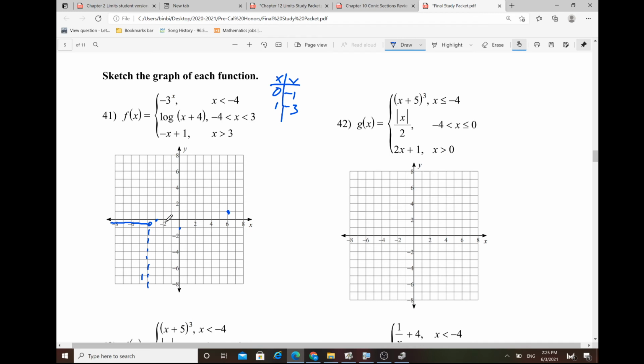So that means the other part of the graph goes this way, in between negative 4 all the way to 3.